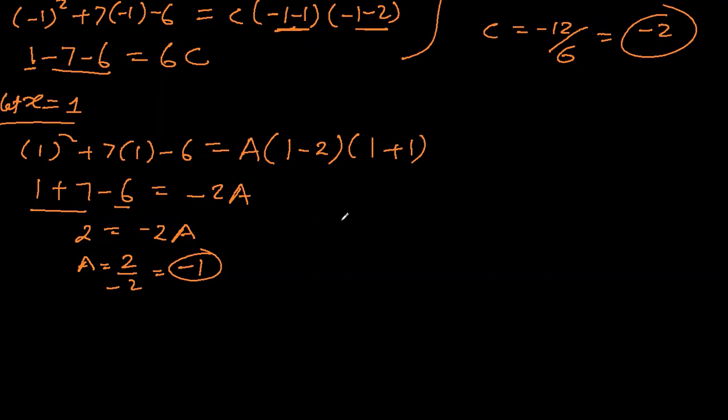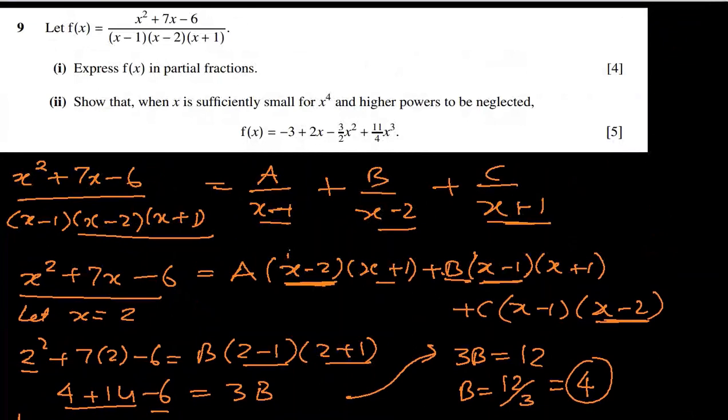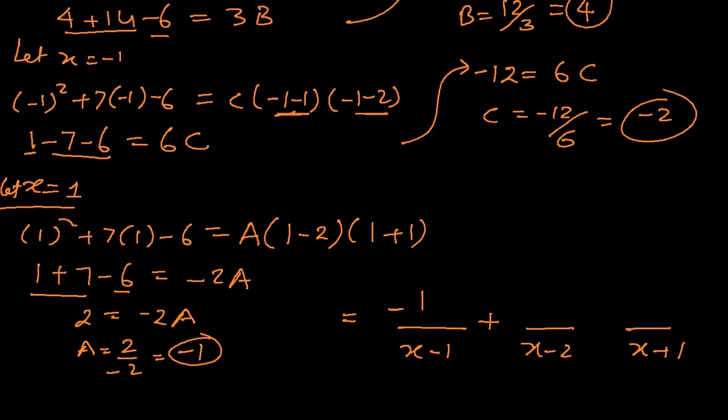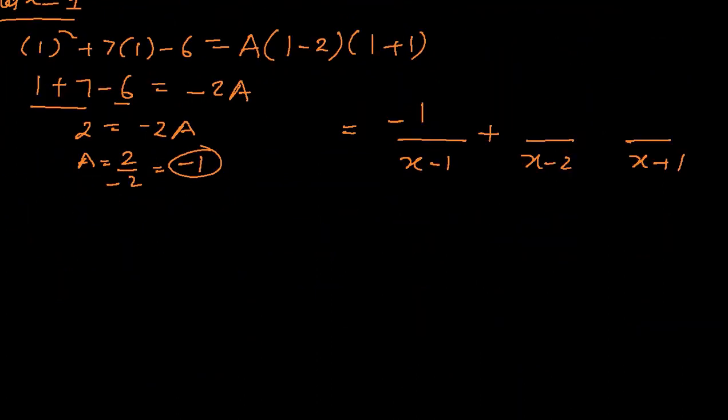We got it. So let's summarize what will be our partial fraction. Partial fraction will be a, minus 1 over what was the first factor of the denominator, x minus 1, x minus 2, x plus 1. We got a equal to minus 1. What did b? We got b how much? 4. B was 4, c was minus 2.